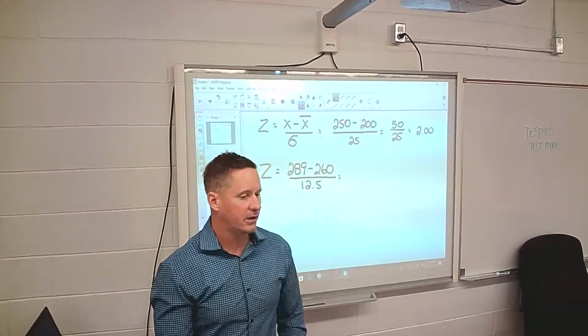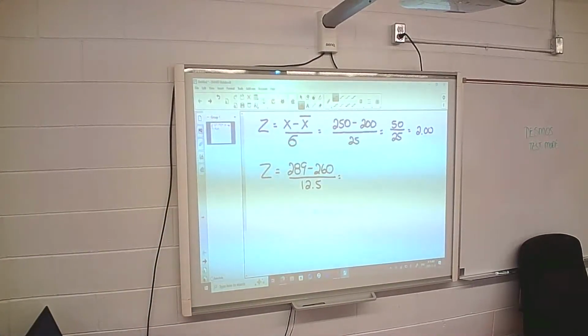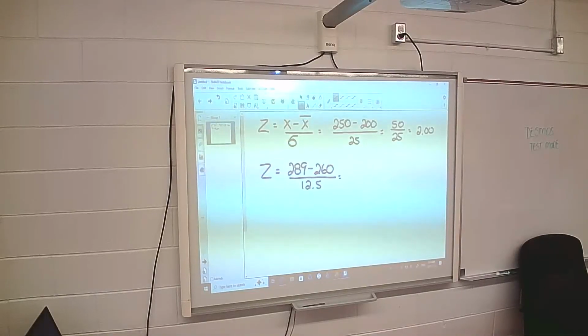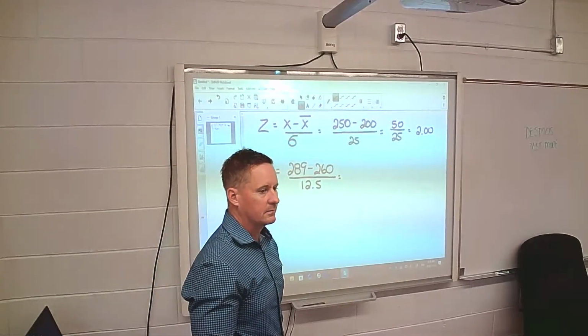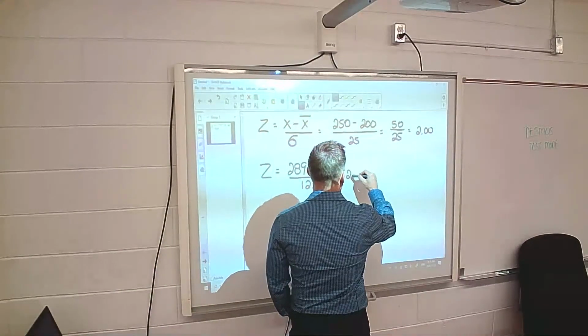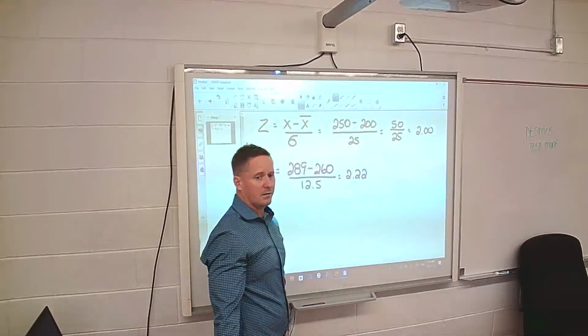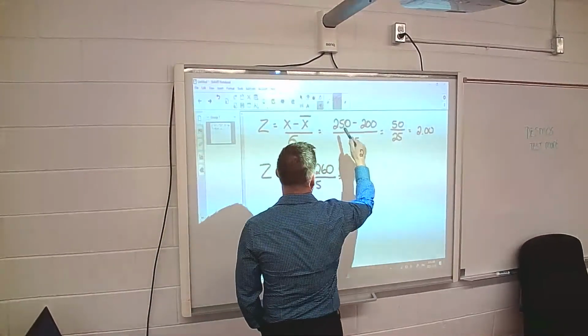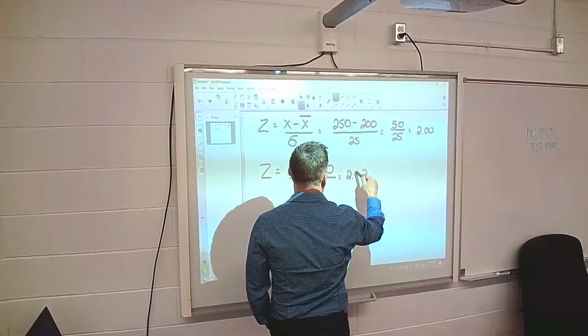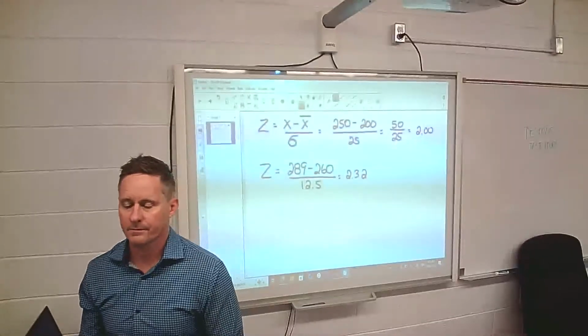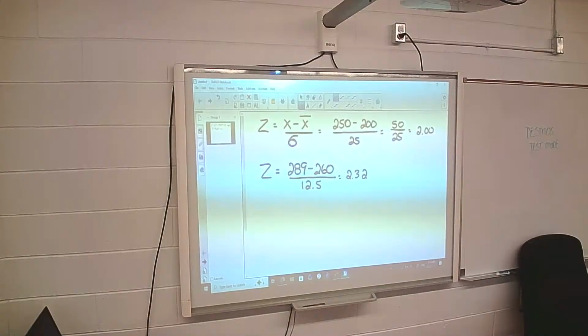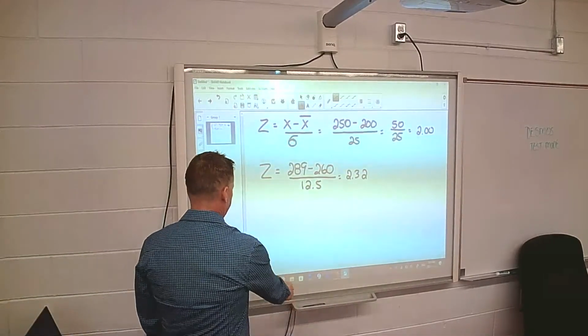Again, you have to make sure that you either put that in brackets at the top or hit equals after you subtract the top and then divide by the bottom. So what is 289 minus 260 and then divided by 12.5? What does that equal? 2.32. We agree? Everybody's good? Let's find out what percentage scored less than that on your app.